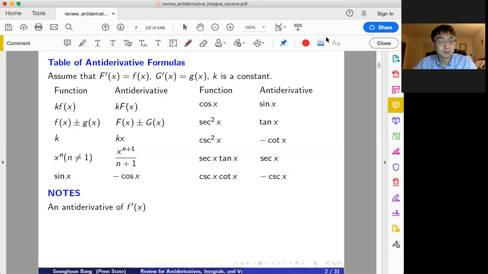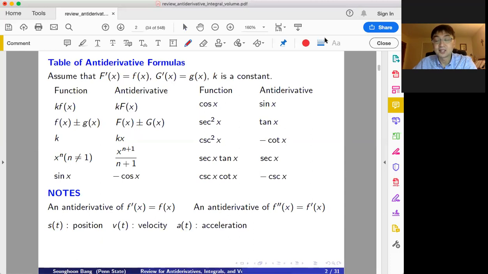So note, an antiderivative of f prime of x is f of x. The antiderivative of the second derivative is the first derivative. The s of t is a position function, v of t is velocity, a of t is acceleration. The v of t is s prime of t, and a of t is v prime of t. So this is also the second derivative of the position function s of t.